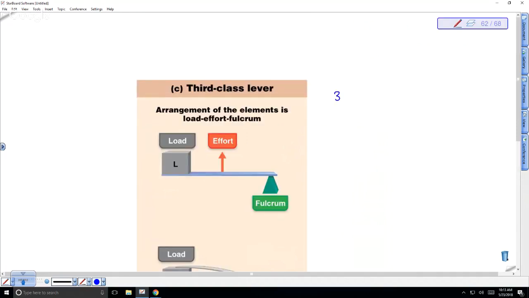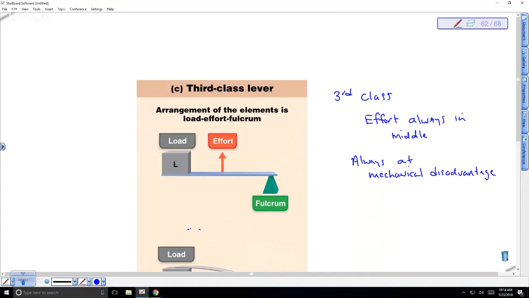But then we'll talk about the third class lever. And this is where the effort is always in the middle. Okay. And so if you look at this, is the effort always closer to the load, or closer to the fulcrum, excuse me, than the load? If it's in the middle, it's always closer to the fulcrum, right? So this is actually always at a mechanical disadvantage. Okay. And so a simple machine would be the tweezers.